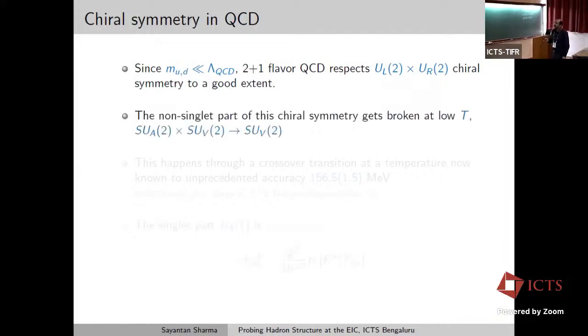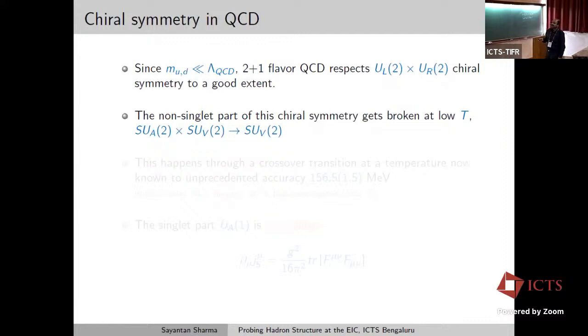And then, since it's a unitary symmetry, this is non-abelian, and you can have an abelian subgroup. And the special unitary part, we can of course recast left and right into vector and axial vector parts. The SU2A cross SU2V is the non-singlet part of this chiral symmetry. And this non-singlet part actually gets broken down to SU2V through a process known as chiral symmetry breaking. So this actually leads to the presence of 3 Goldstone pions.